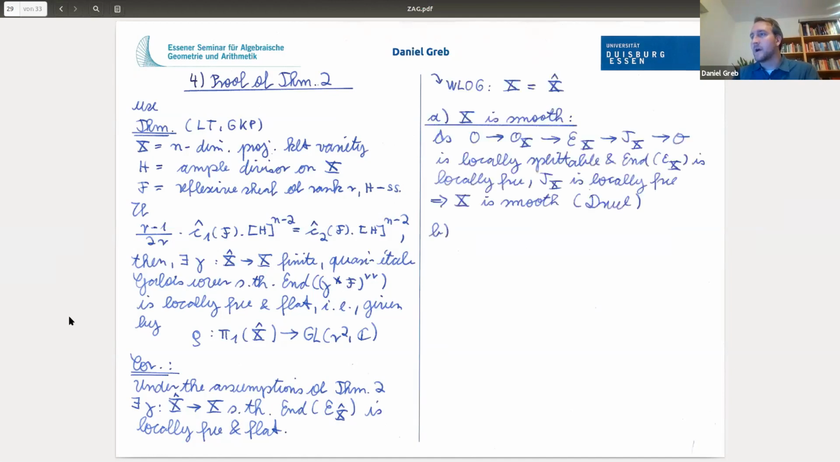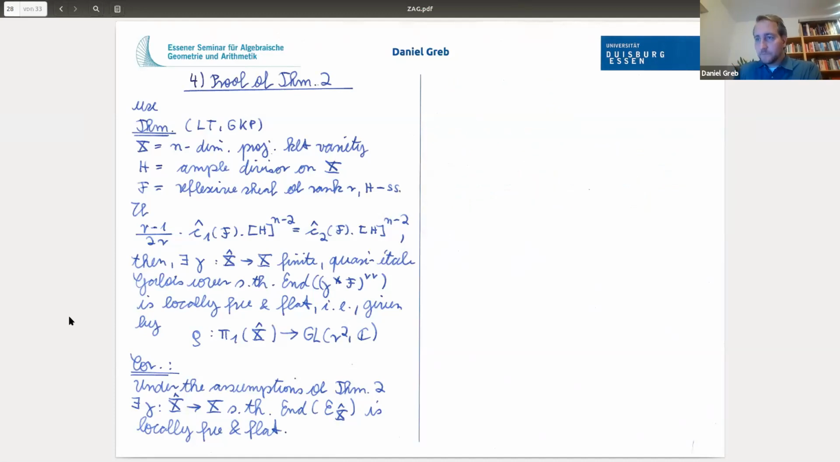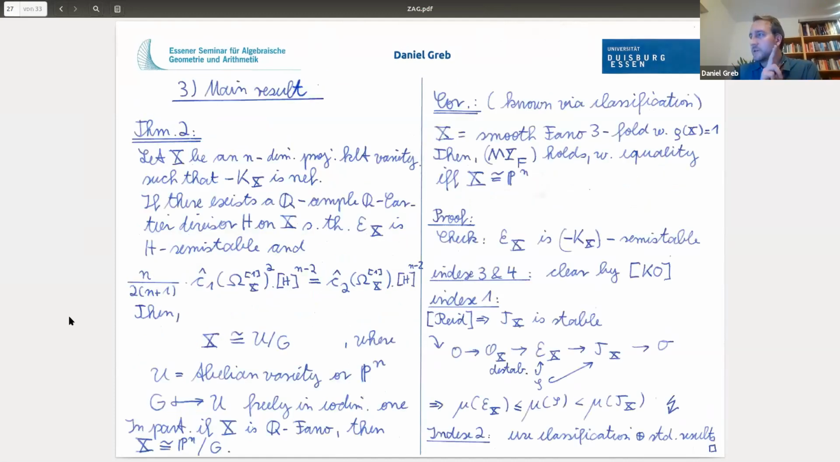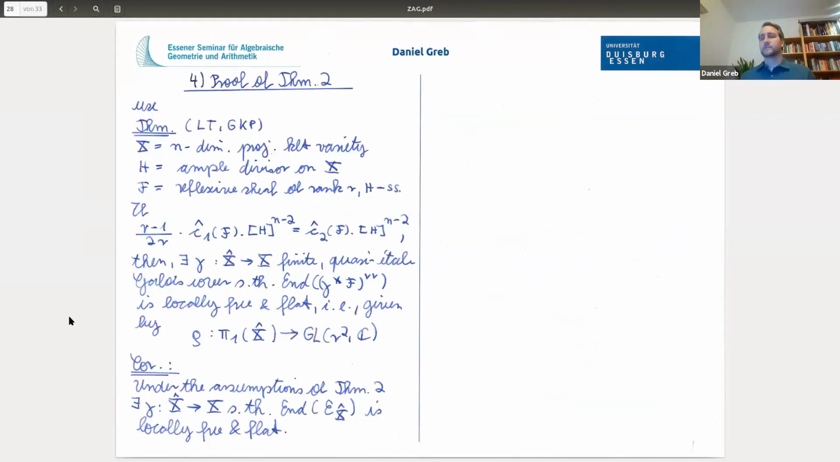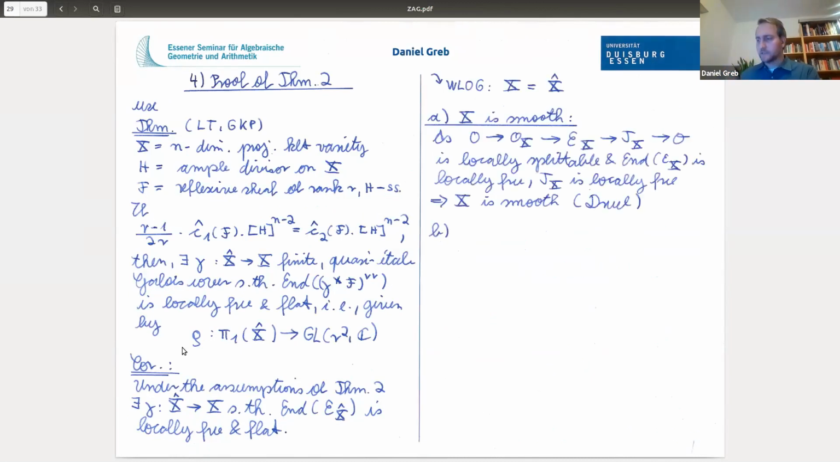Okay, and now in order not to have too many decorations, I'm going to assume that X is equal to X hat. And if you look at my statement of theorem 2, I now only have to prove that this X hat, or without loss of generality X, is an abelian variety or Pn, because then the Galois group will be G for gamma, and then X will be the quotient of this Pn, or the abelian variety.